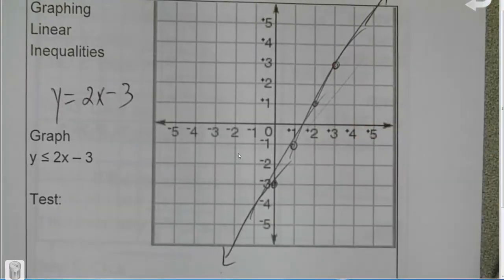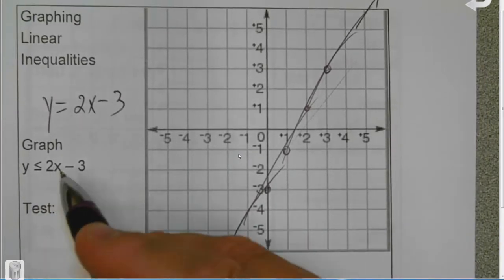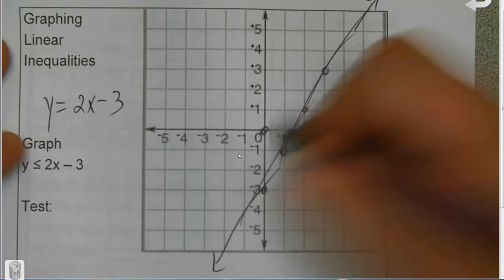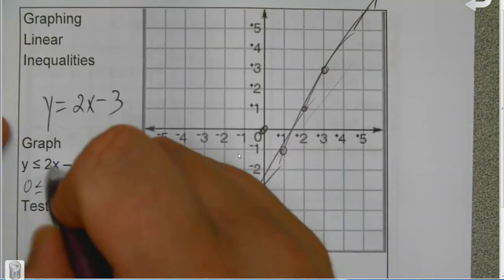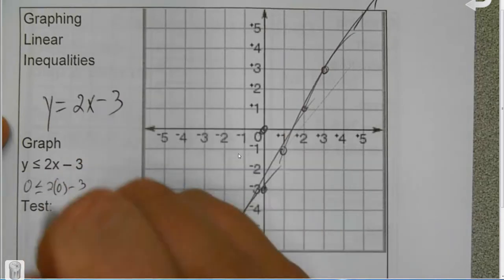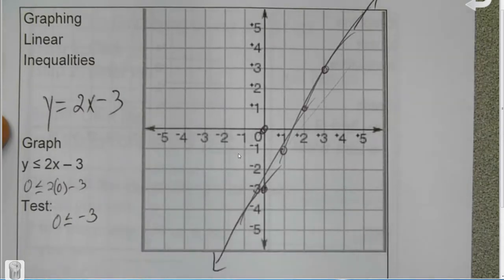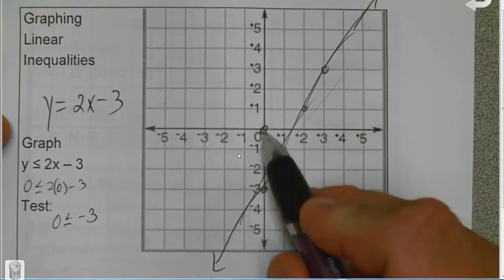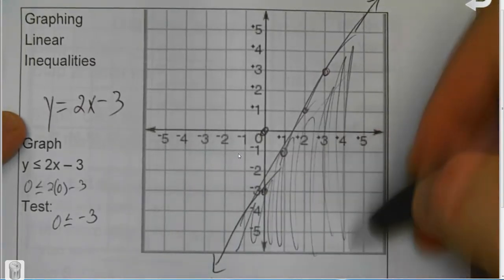Now, here's how we do inequalities. Since it's less than or equal to, we have to check a point. And I always say check 0, 0. And so when I put in 0 is less than or equal to 2 times 0 minus 3, I get 0 is less than or equal to negative 3. Is that true? Well, no, it's not true. So 0, 0 is not part of our answer. And so we shade this way.